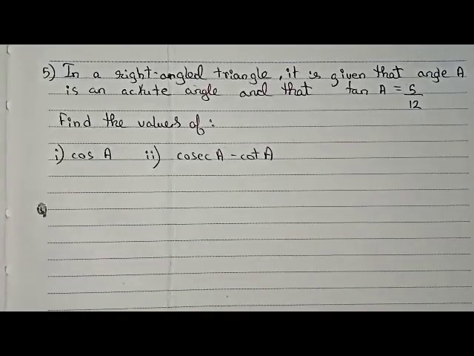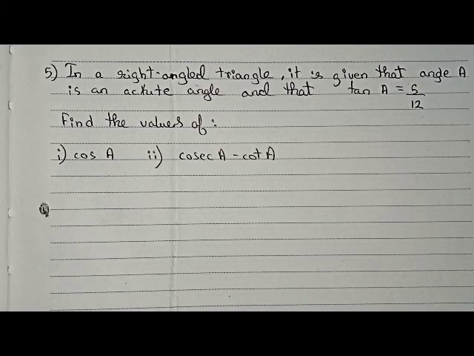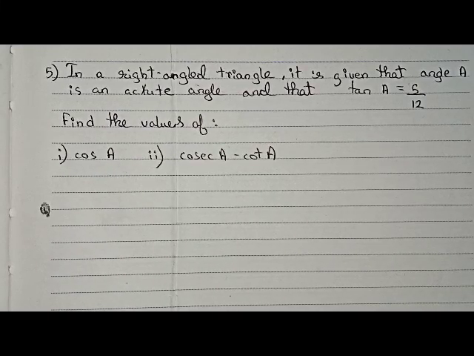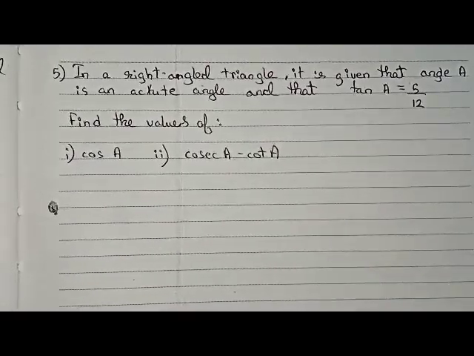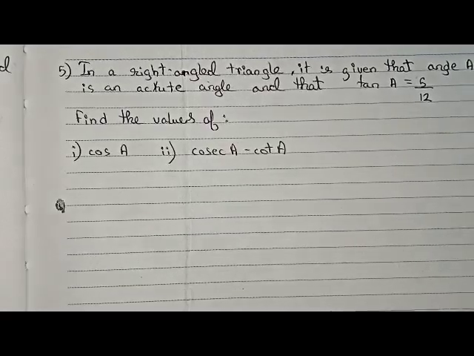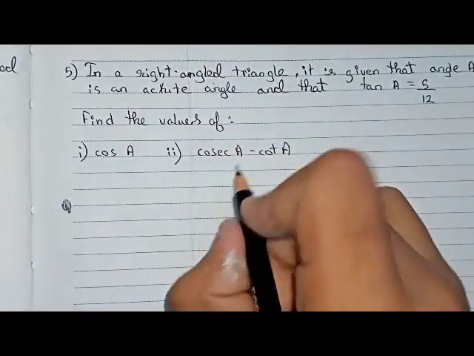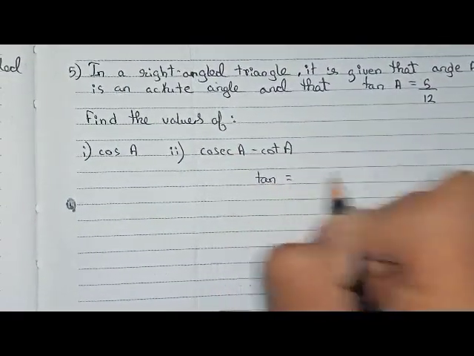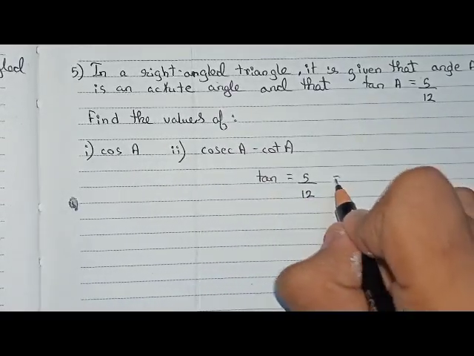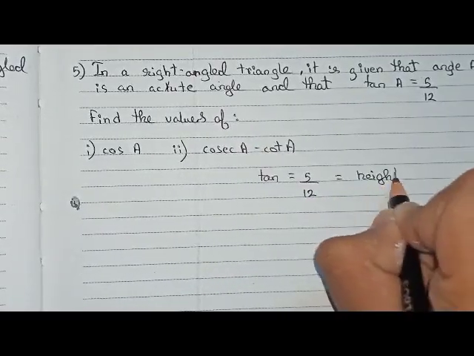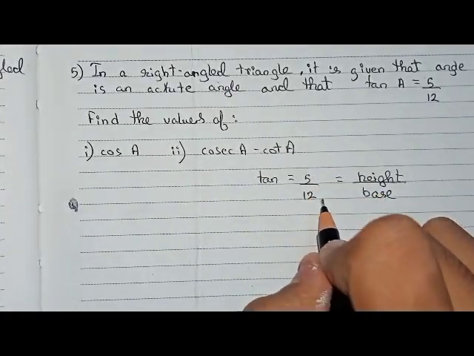Question number 5. In a right angle triangle, it is given that angle A is an acute angle and that tan A is equal to 5 by 12. Find the values of cos A and cosec A minus cot A. So for this question, we will not draw the right angle triangle. We will directly do it like this. Tan A is given as 5 by 12. Now we know that tan is equal to height by base. So therefore height will be 5 and base will be 12.